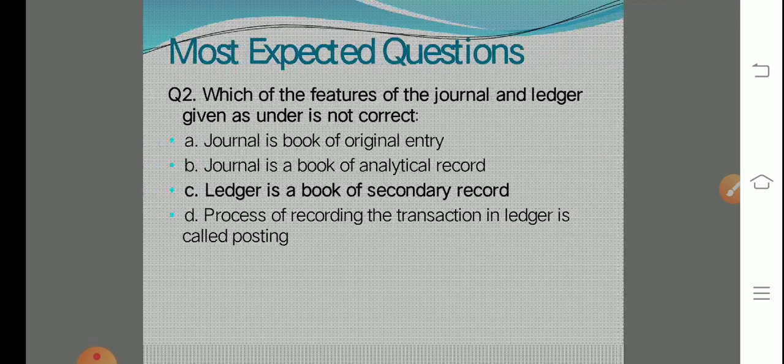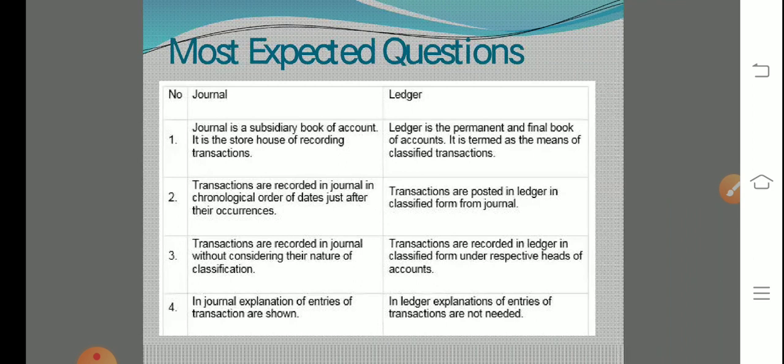So friends, many times questions are asked from journal and ledger. So there will be half marks questions, and that is very important. You should know these points because conceptual questions are asked from these topics. So let's see some details and difference between journal and the ledger. As you can see, journal is a subsidiary book of account. It is the storehouse of recording transaction, whereas ledger is the permanent and final book of accounts. It is termed as the means of classified transaction.